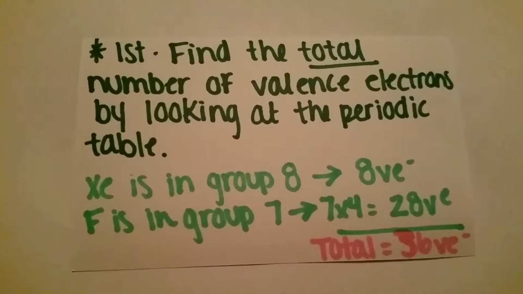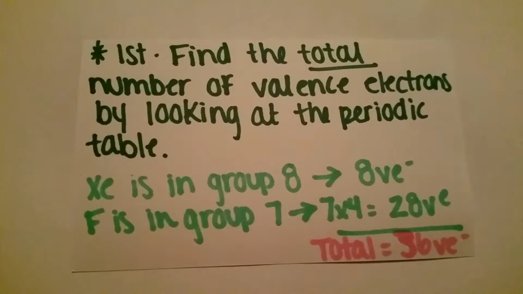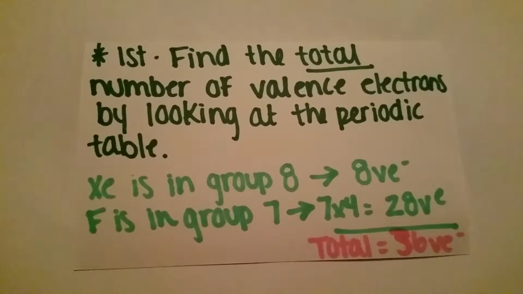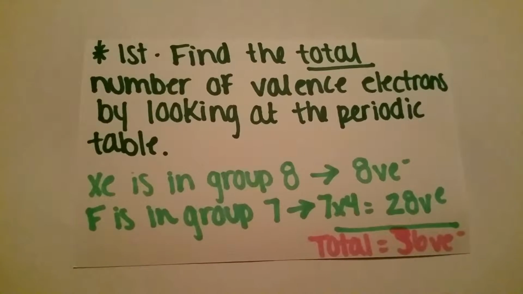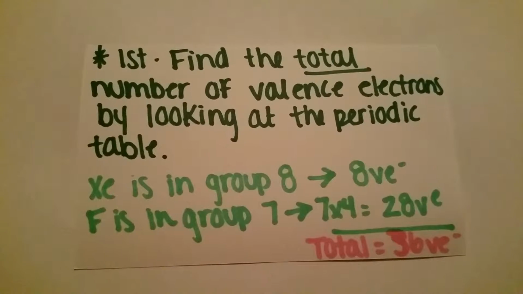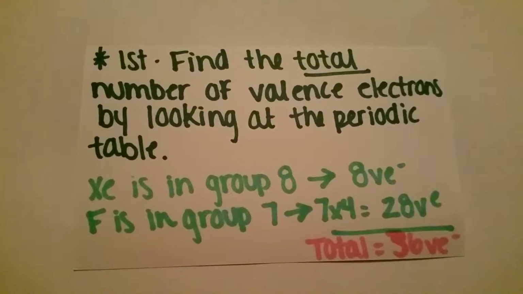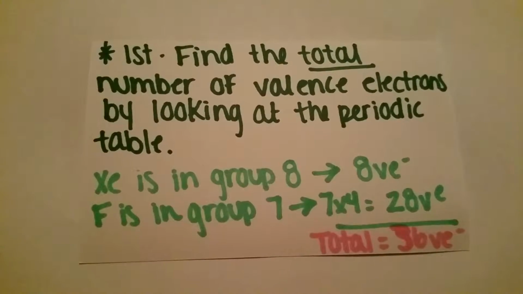When solving these problems, it is important to first find the total number of valence electrons by looking at the periodic table. So you need to break down your compound. Xe is in group 8, so that tells us that there are 8 valence electrons. F is in group 7, but there are 4 fluorines, so we would see that there is 7 electrons times 4 would give us 28.